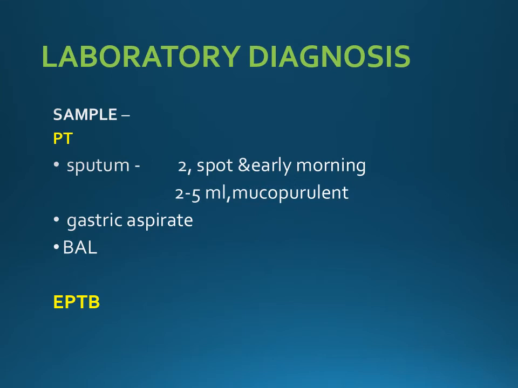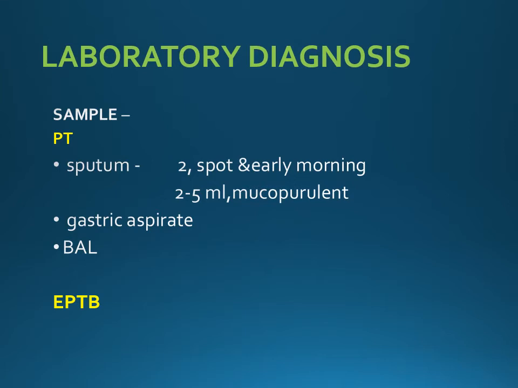Then 2 to 5 ml we have to take in a screw capped sterile container, and you will give certain instructions to the patient, and he will expectorate. There should be no saliva in it. The maximum part should be expectorant, and it should be mucopurulent.